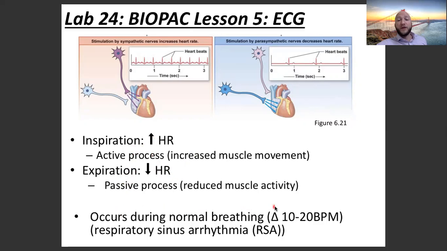A change of about 10 to 20 beats per minute will happen just during normal breathing. We breathe in, the heart goes a little bit faster. We exhale, the heart goes a little bit slower. It's called the respiratory sinus arrhythmia, RSA, and it happens normally. Remember, inspiration is an active process. We need more nutrients to those areas. We need to get waste products away, faster heart rate. Expiration is a passive process.